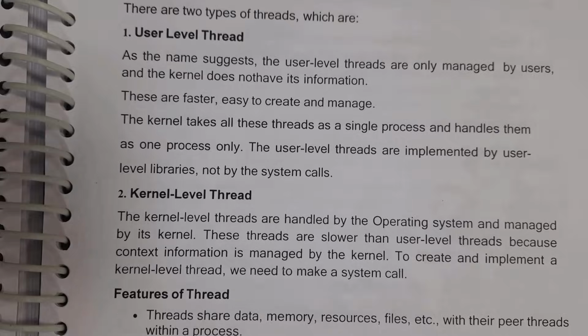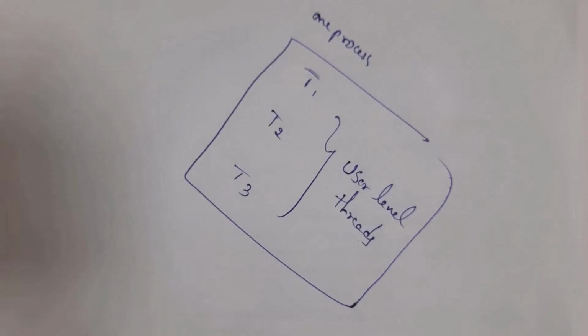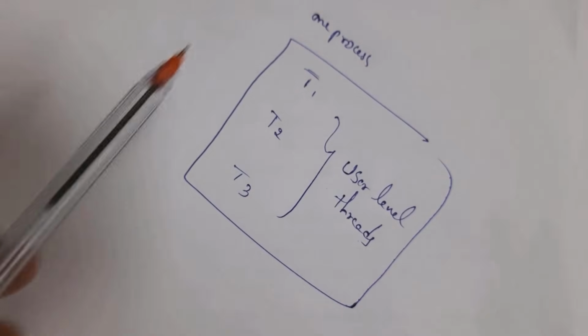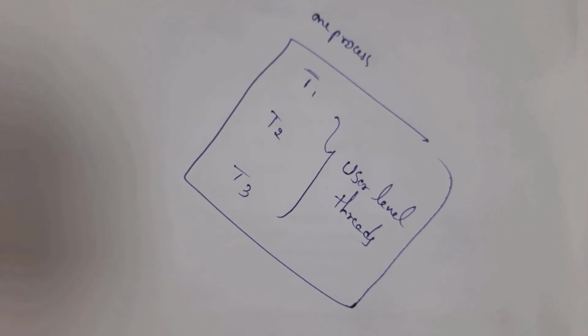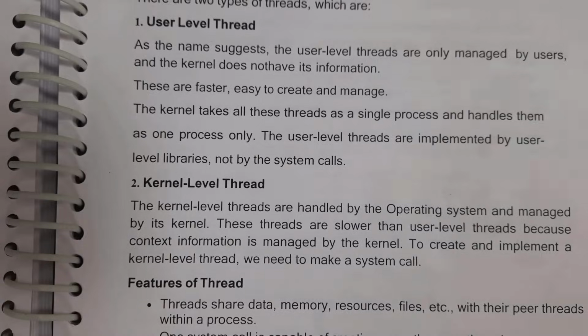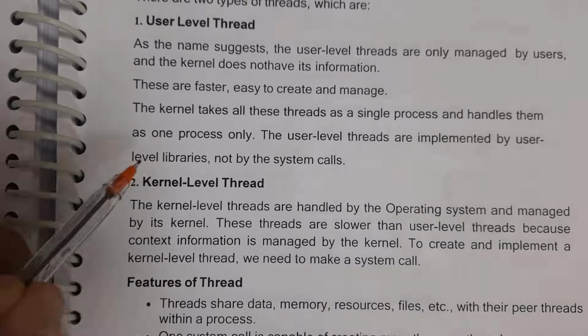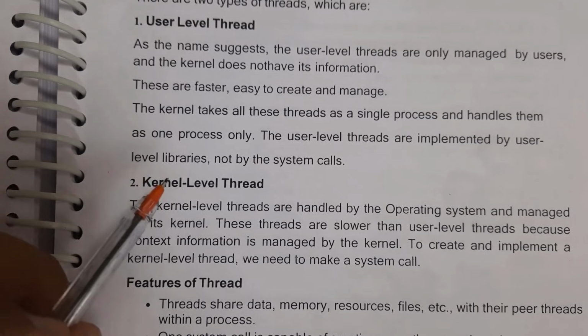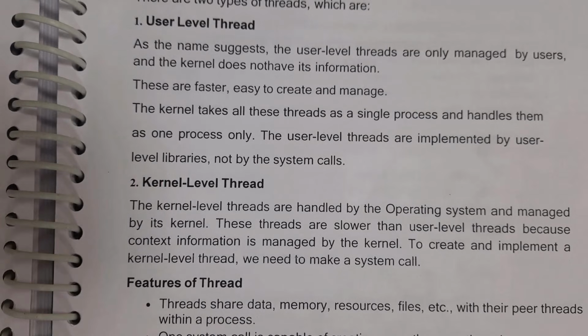For example, there are 3 threads T1, T2 and T3. All these are user level threads. The kernel will take all these user level threads as one process and manage them. And these user level threads are implemented by user level libraries, not by system calls. This is a user level thread.